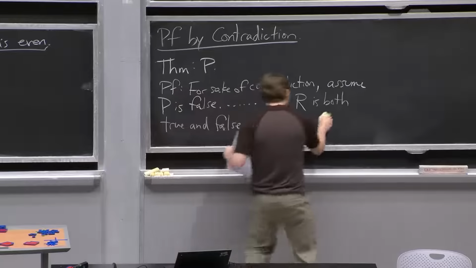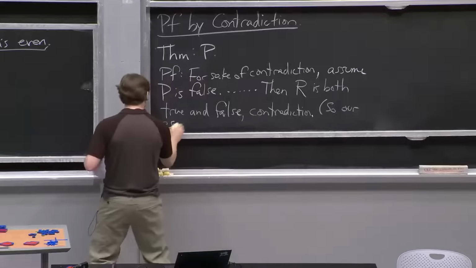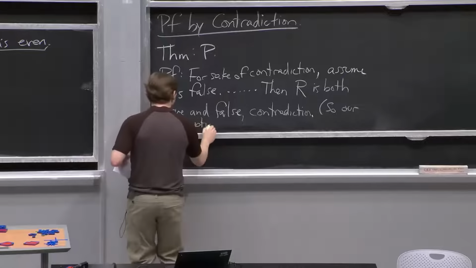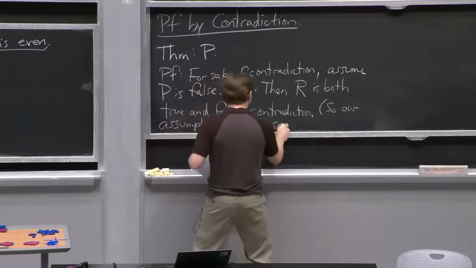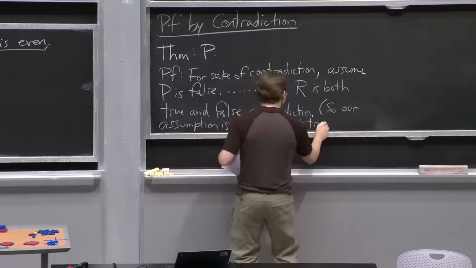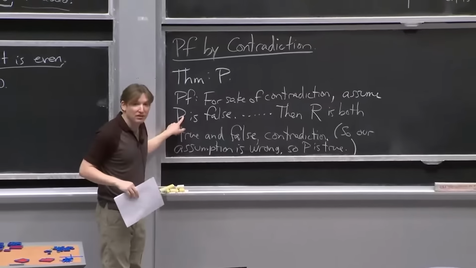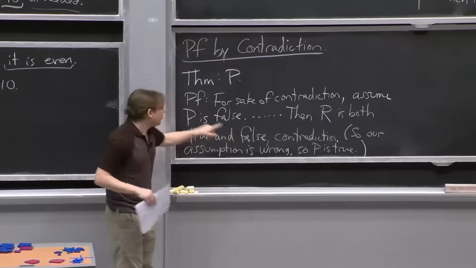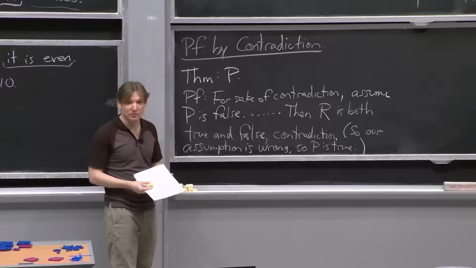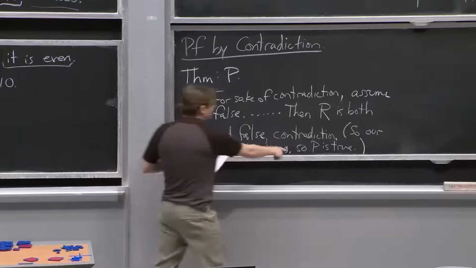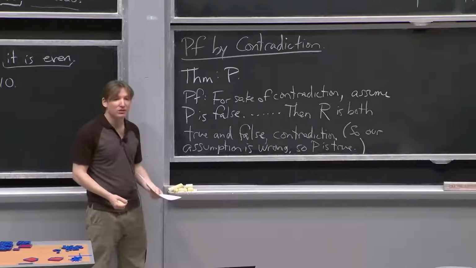And then to explain it further, so our assumption is wrong, so P is true. So we started by assuming P is false. We broke math. So the assumption that P is false must be wrong. So if P is false, it isn't true. Now I put this last sentence in parentheses because it's clear. It's clearer than if you leave it out.